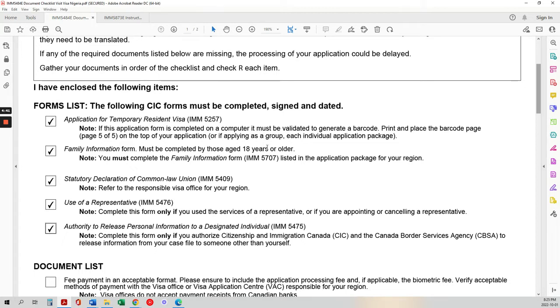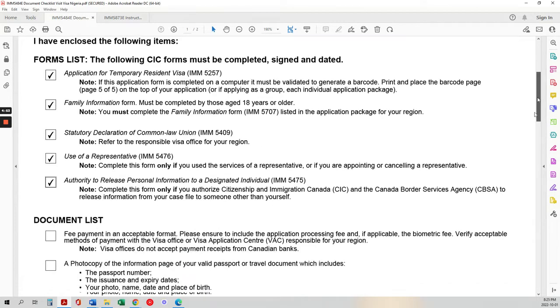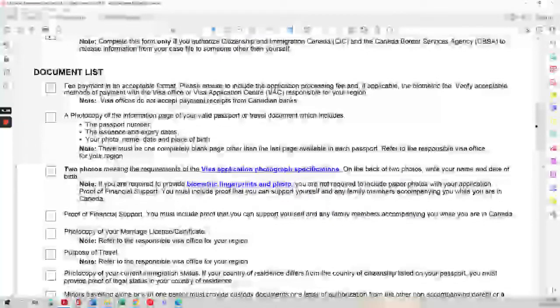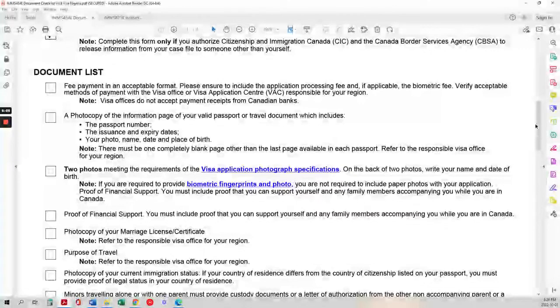Okay, so those are most of the forms that are on the immigration website that you will need to download and have filled out as part of your application. Now, when we go down further, we're talking about documents that you need to provide to show your eligibility to apply for a visa. So let's go through that list.